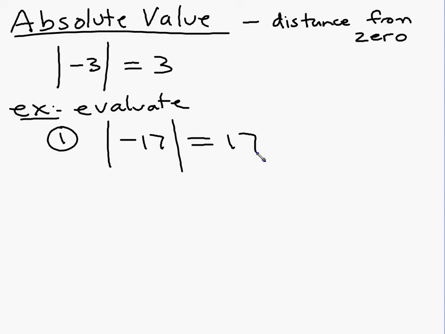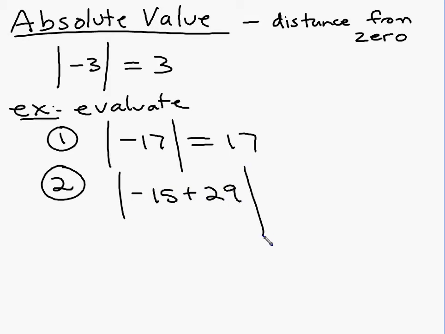But then they might give you an expression inside the absolute value. Well, if you have an expression inside, you need to do the expression inside before you change any signs. Okay? So negative 15 plus 29 is 14. The absolute value of 14 is 14. All right?